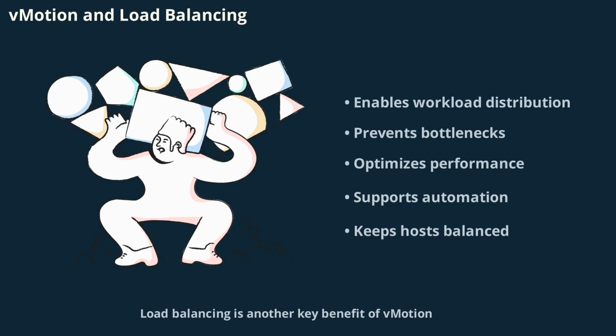Load balancing is another key benefit of vMotion. By moving VMs between hosts, administrators can distribute workloads evenly, prevent resource bottlenecks, and optimize performance. Automated tools can monitor resource usage and trigger migrations as needed, ensuring that no single host becomes overloaded.